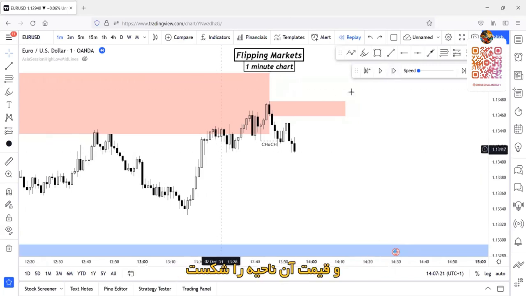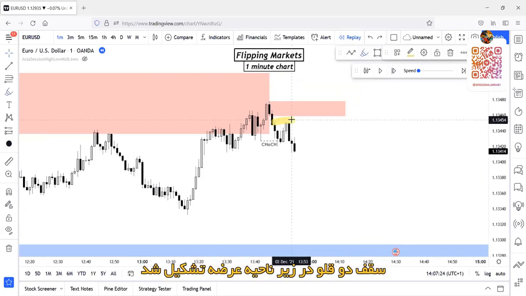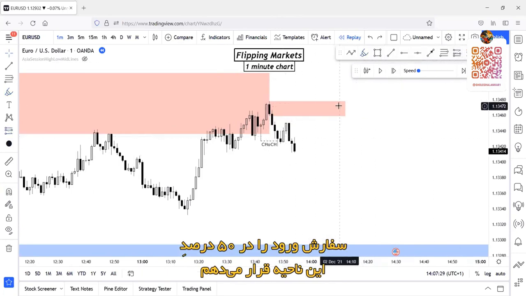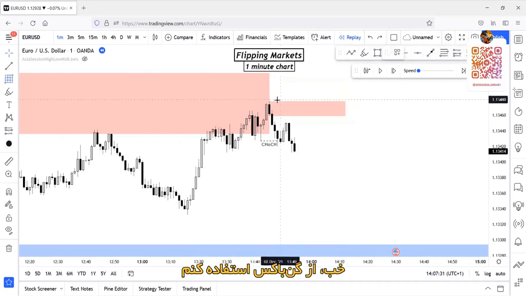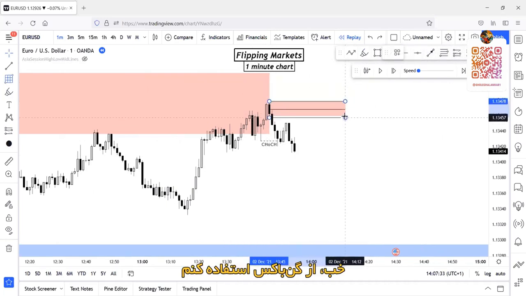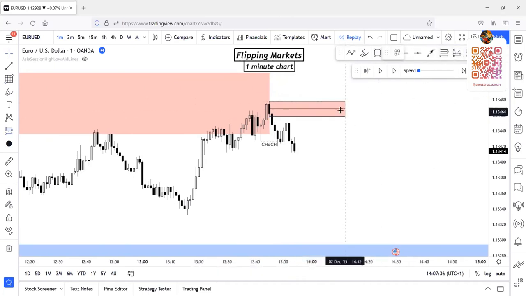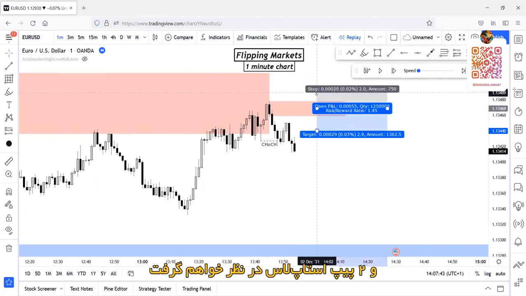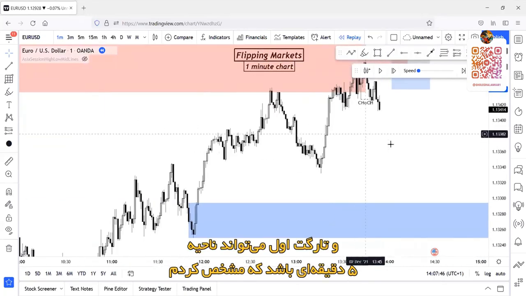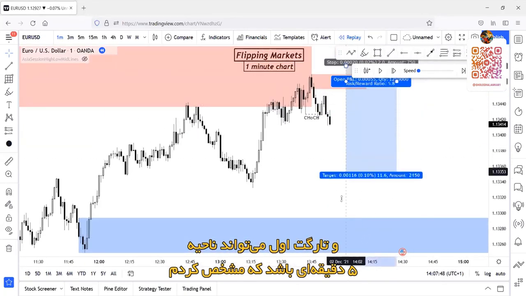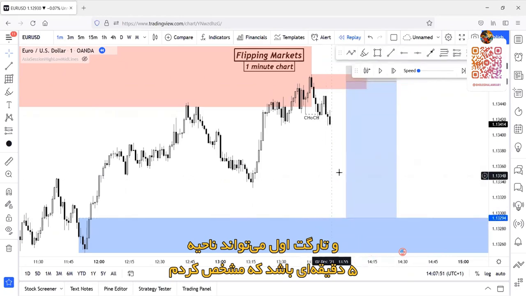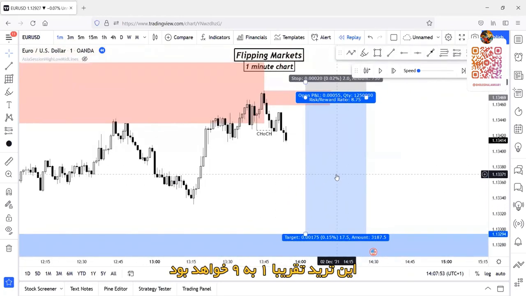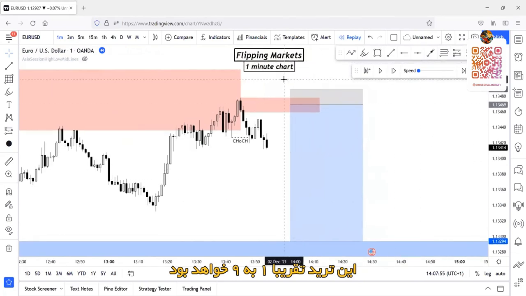And price actually broke that zone and created equal tops right here, just below the supply zone. So I will set my order on the 50% of this zone. Let's just use the gun box and put my limit on the 50% of this zone. And I will set a 2-point stop loss. Our first target could be the first 5-minute demand zone I just marked. So this trade will be 1 to 9, barely.